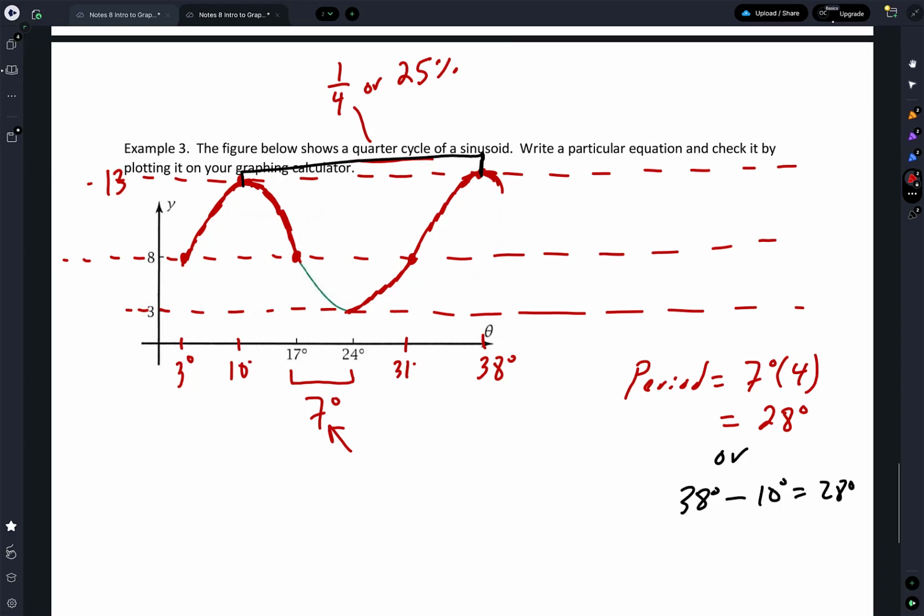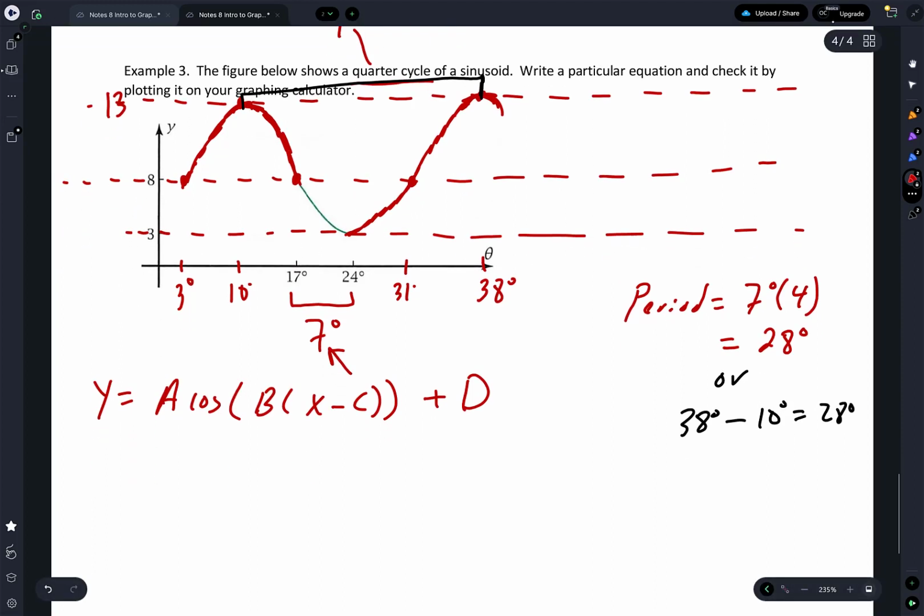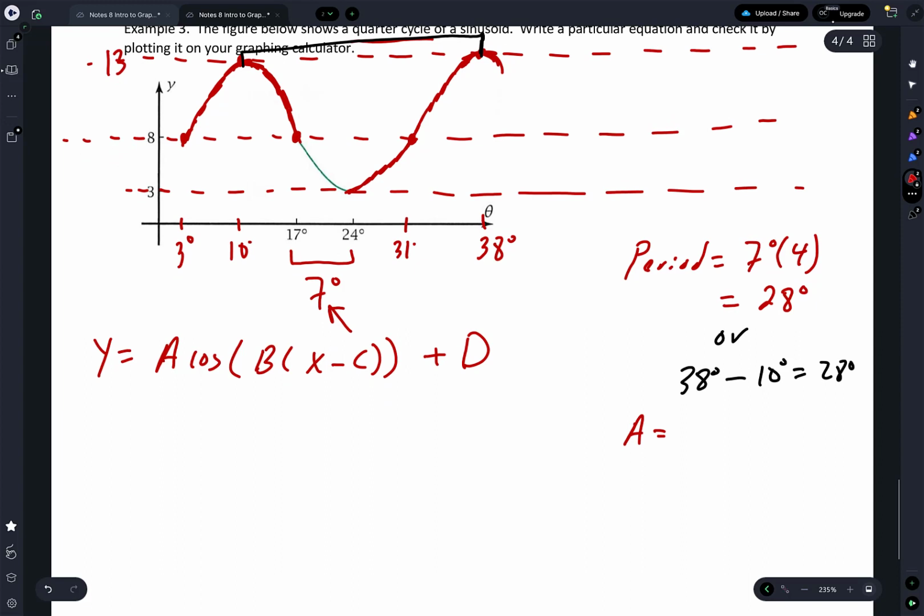Okay. All right, here we go, guys. I got everything I need. So I'm going to write y equals a cosine, because that's all we know, b parenthesis x minus c close plus d. What's the amplitude? Not everyone at the same time, guys. What's the amplitude? Yeah, 5.